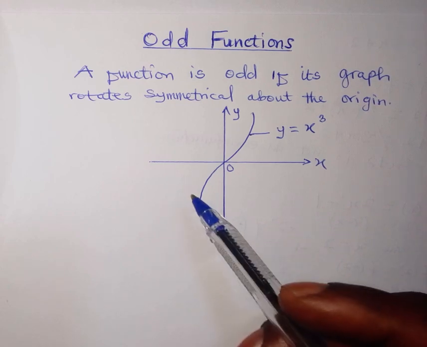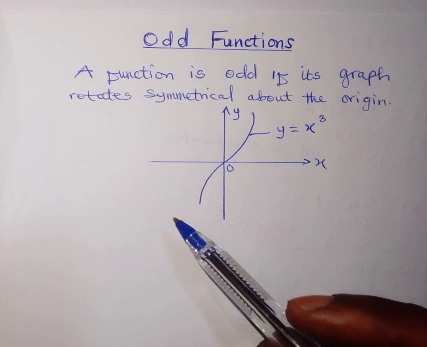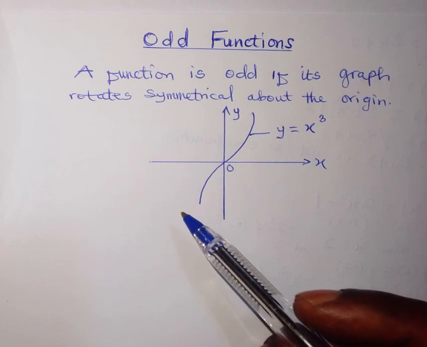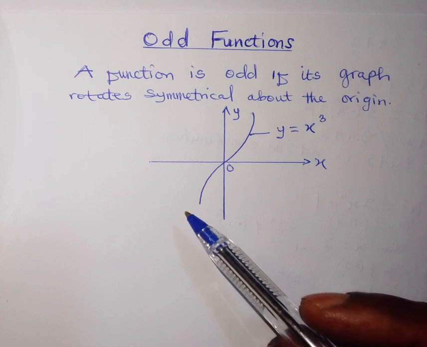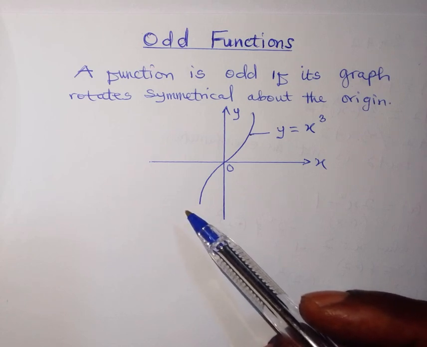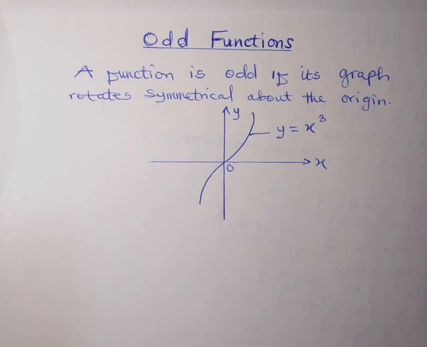All right, good. So in this lesson we are saying that odd functions are functions whose graph is symmetrical about the origin. In the previous lesson, I already explained what we mean when we say symmetrical. We learned that even functions are those whose graph is symmetrical about the y-axis.